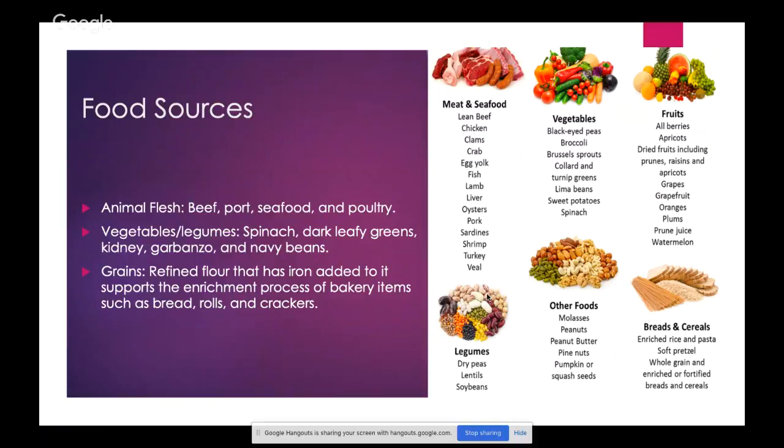And to the right, I left a little chart of some more foods, vegetables, legumes, bread, cereals, fruits. Fruits is really important because it has vitamin C in it, which helps increase the absorption of iron into your body. So that can be berries, apricots, oranges are really good for that, obviously. So yeah, any of those over there are really awesome.